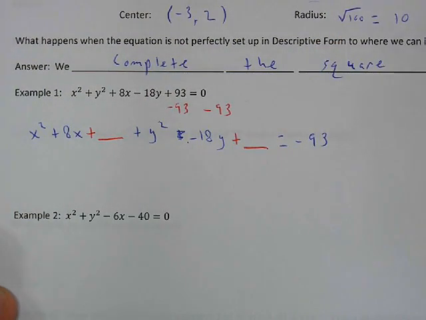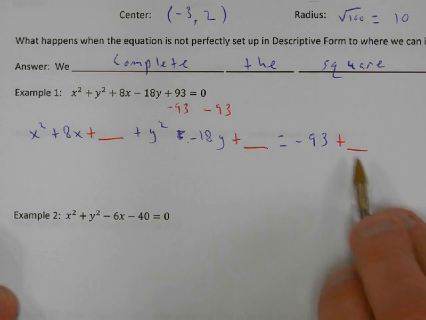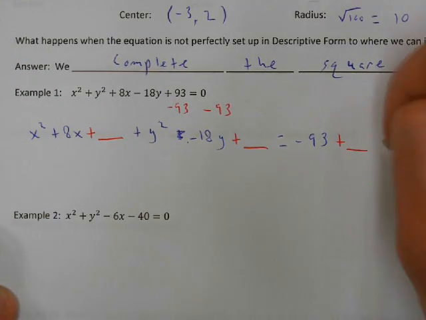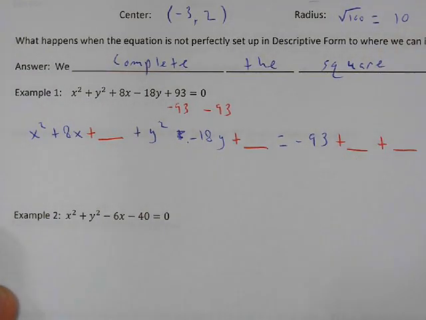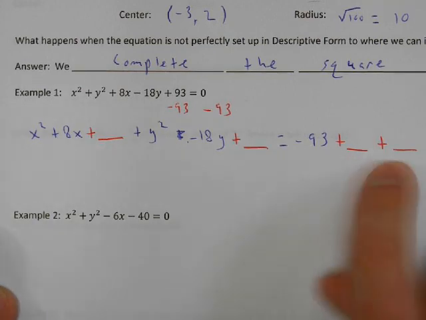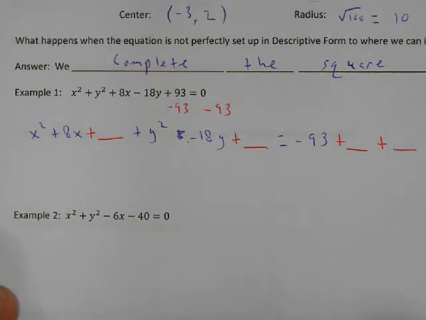And then don't forget, since we're going to add something to the x's and add something to the y's, whatever I add to this side of the equation, I also need to add to this side of the equation, because it's going to need to be on both sides. All right, so put a plus blank twice on the right side of the equation. Okay, so now we got a step to do to where now we can complete the square.